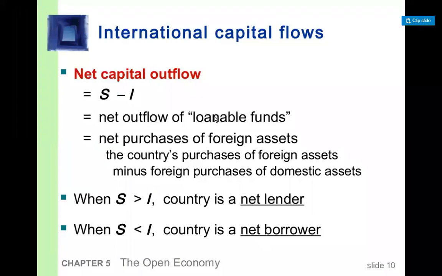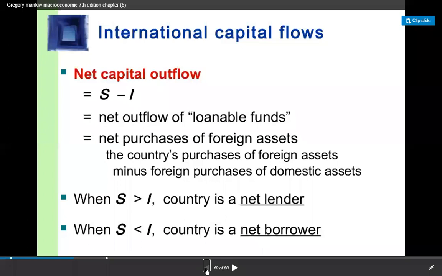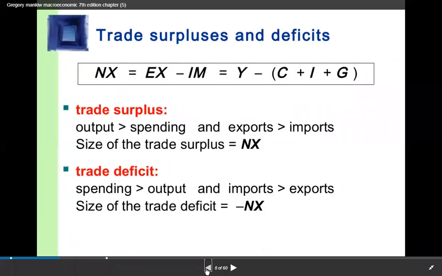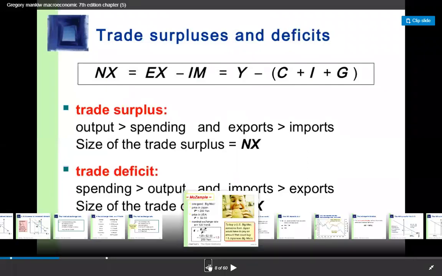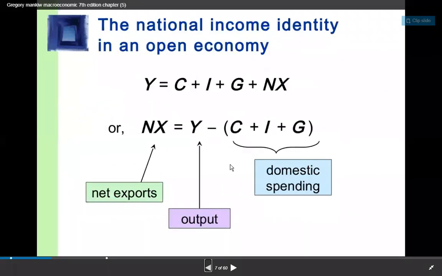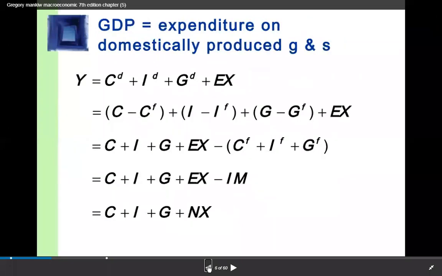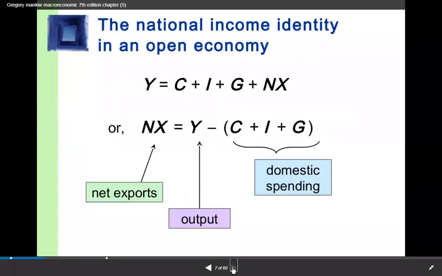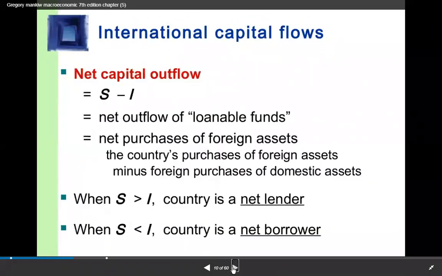We solved the national income identity equation for net capital outflow. That is Y minus C plus I. This is the net capital outflow equation. Okay.